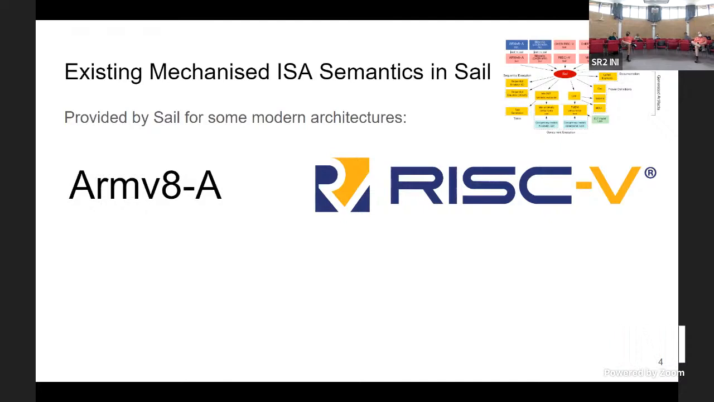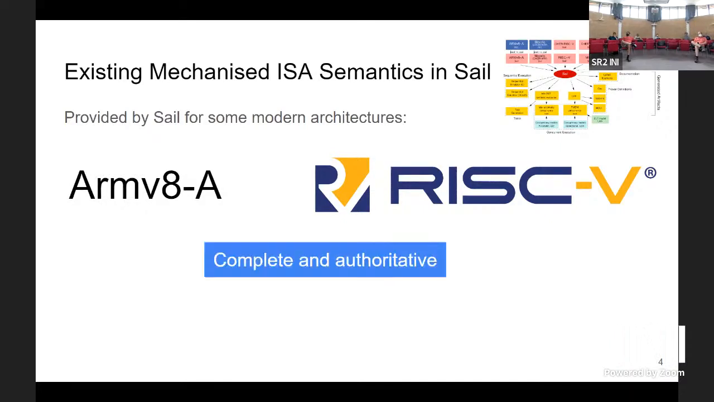The reason we're most interested in these is that they are complete and authoritative. By complete, I mean they describe the entire sequential behavior of the architectures. By authoritative, I'm referring to the fact that the RISC-V Sail model is actually part of the golden model published by the RISC-V Foundation, and the Armv8 model is automatically produced from the ASL specification Arm themselves produce. So we trust these specifications more than we might trust our own reading.